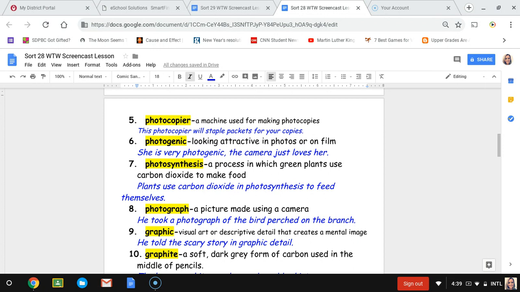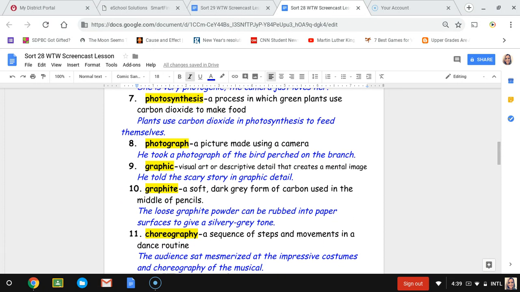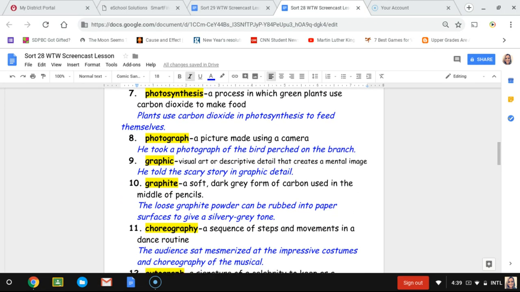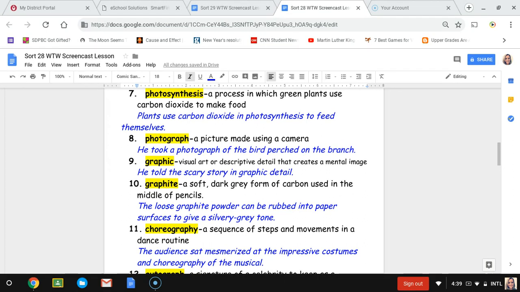Number 8, photograph. Photograph is a picture made by using a camera. So the sentence that I have is, he took a photograph of the bird perched on the branch. So we all know what a photograph is.